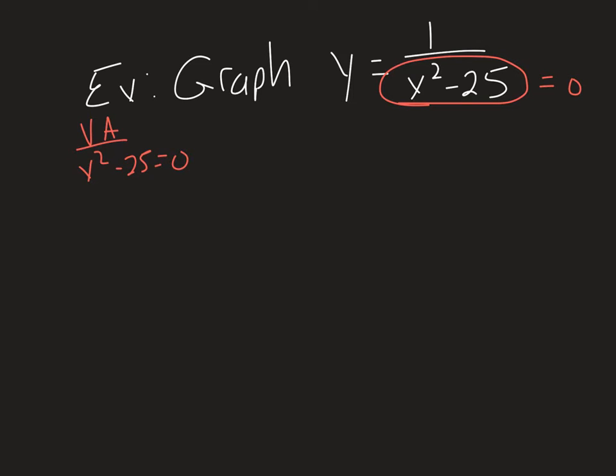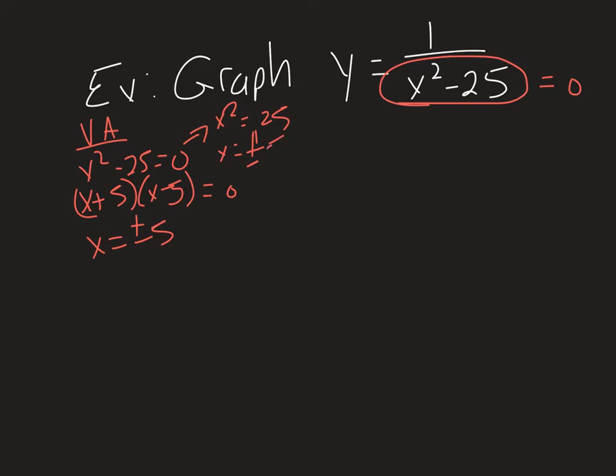There's a couple schools of thought here. Number one, you can factor. You could say x plus 5 times x minus 5 equals 0, and that would result in x being plus or minus 5. Or the other option is you can add 25 to both sides and then take the square root, which again gets you plus or minus 5. We have to be very careful to acknowledge the possibility of the negative here.